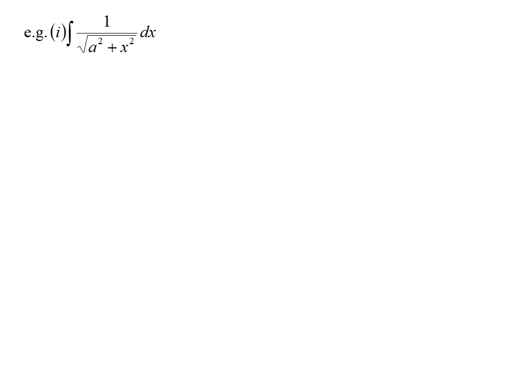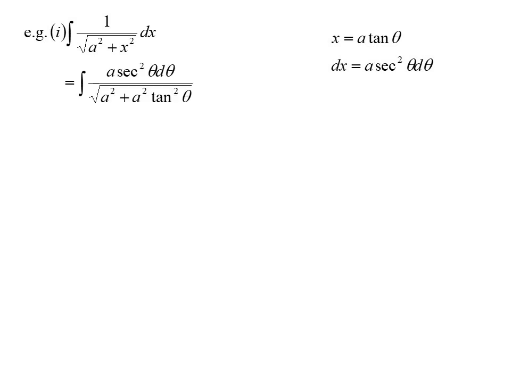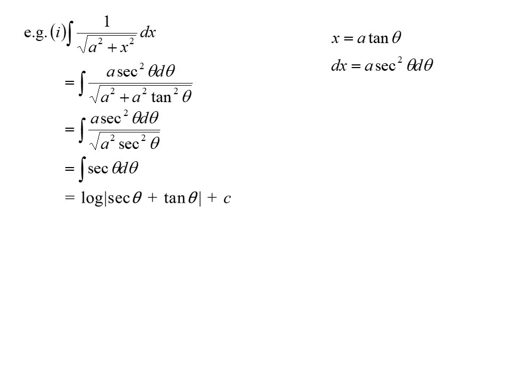You have 1 on the square root of a squared plus x squared. So I will use a tan theta. The derivative then becomes a sec squared theta. So substituting back in, dx is a sec squared theta. The bottom of the fraction, a squared plus a squared tan squared, but as I say, we can pull that together now and say that's a squared sec squared, and the square root of a squared sec squared is a sec, but a sec will cancel into the a sec squared, leaving us with just sec theta. And the integral of sec is the log of sec plus tan.